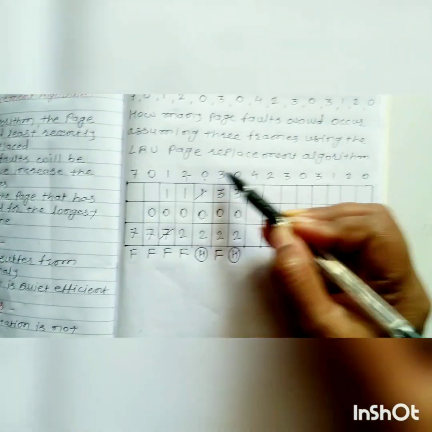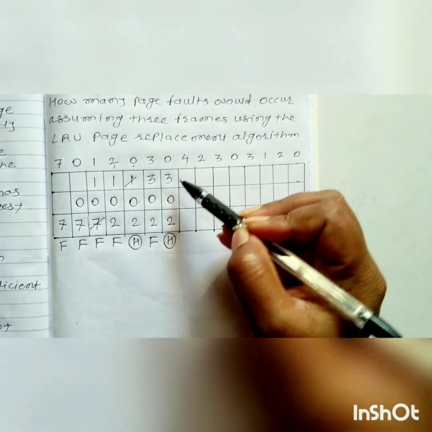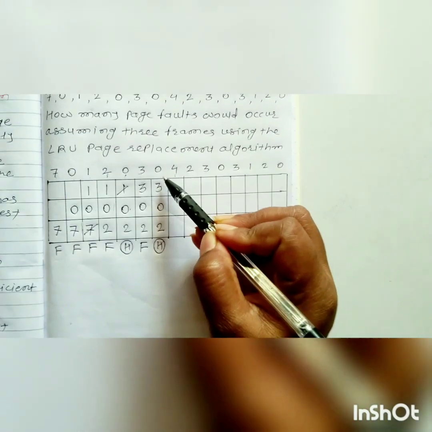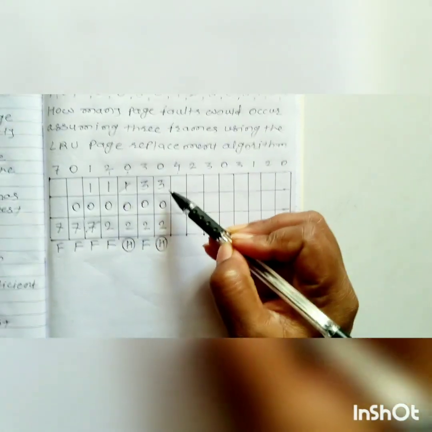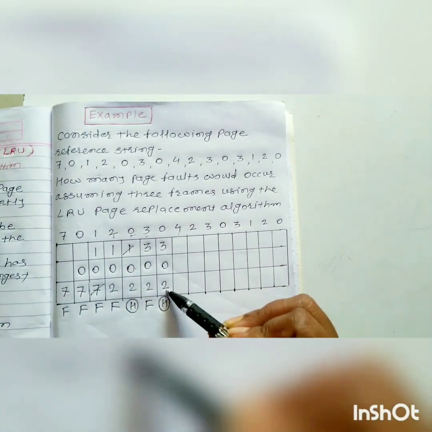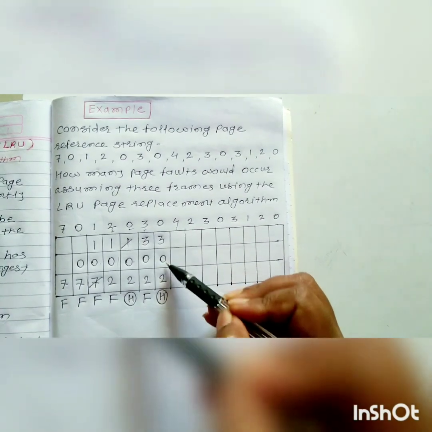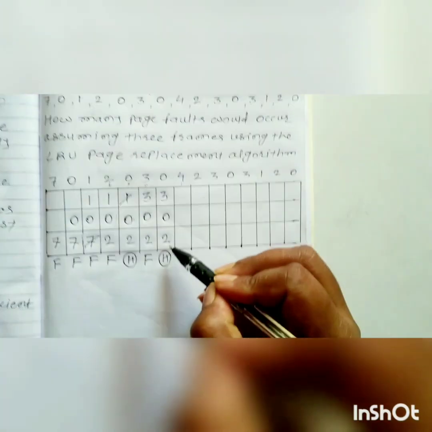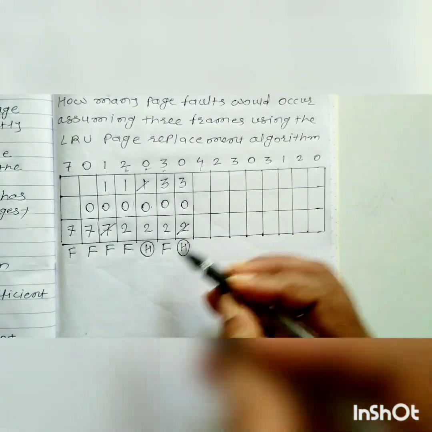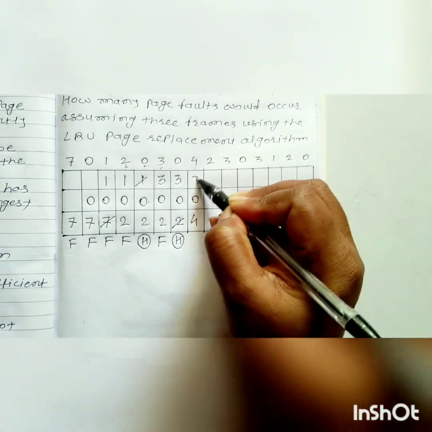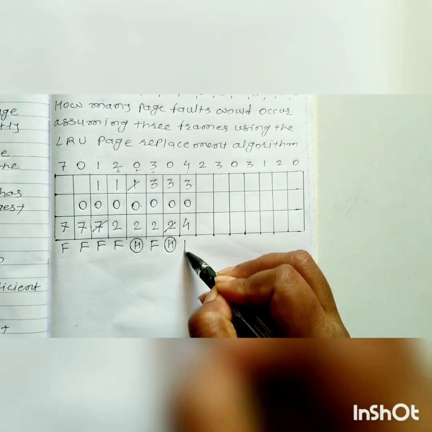You have to check the left hand side of this 4. From that you have to check out of this 3, 0, 2, which is the least recently used page. So 3 is here, then 0 is here, again 0 is here, and 2. So out of this 3, 0, 2, 2 is the least recently used. So simply what I will do? I will replace this 2 and I will place this 4 in place of that, and the remaining pages are as it is.